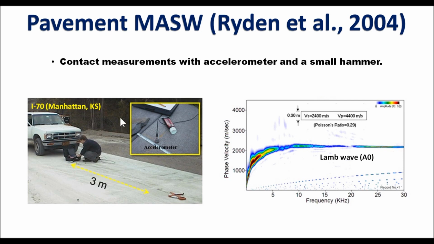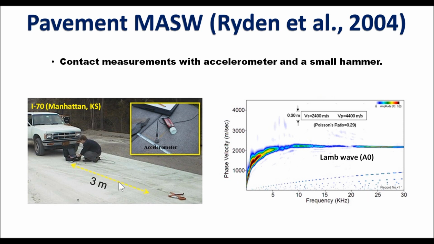In this case, Ryden at that time used an accelerometer to come up with this very nicely developed so-called Lamb wave dispersion curve, and came up with the shear wave velocity and thickness measurement of this concrete pavement. And he had to use this accelerometer, not a geophone, because the geophone cannot record such high frequencies. And this accelerometer was a very sensitive device, and it had to be prepared properly. Otherwise, this device cannot record high frequencies.